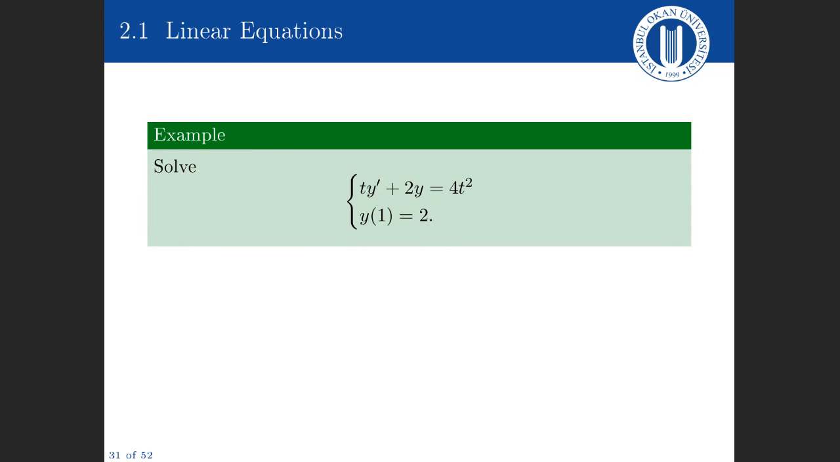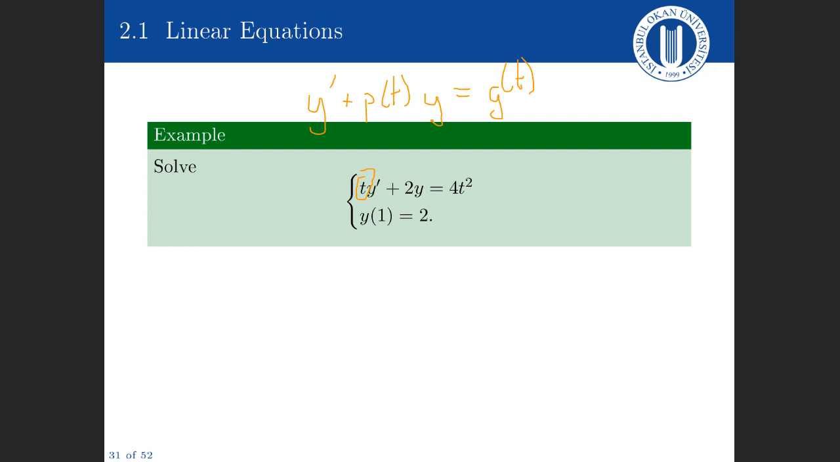For example, solve t y prime plus 2y is equal to 4t squared with the initial condition y of 1 is equal to 2. First thing to note is our equation doesn't look like the equations that we had before. Before, we always had y prime plus p of t y is equal to g of t. This time we have this extra t at the start.